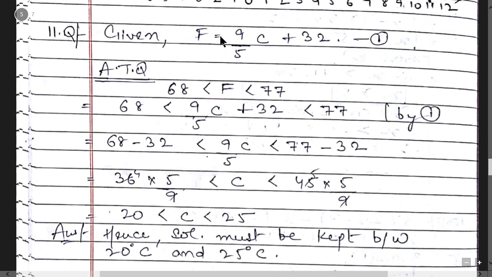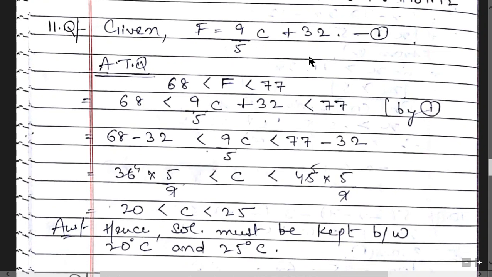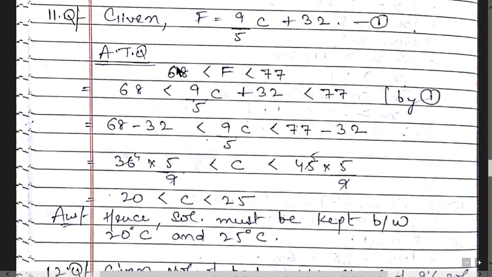Let us start calculating. First of all, the formula is given to you. F is equal to 9 over 5C plus 32. 68 less than F less than 77, because the range in Fahrenheit is given to you. Now insert the formula of Fahrenheit, 9 over 5C plus 32. Now subtract 32 from these equations. 68 minus 32, 9 over 5C, 77 minus 32.